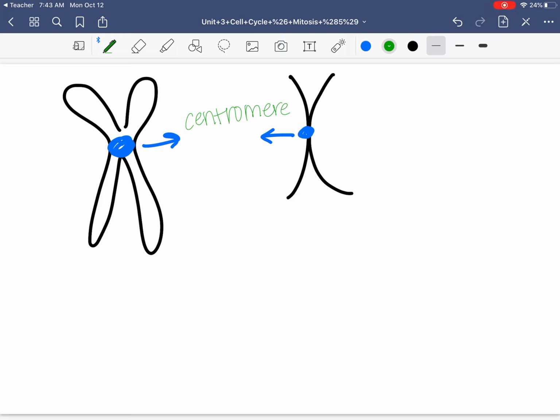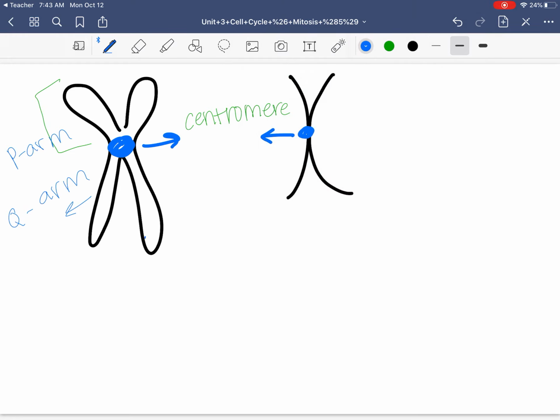It's basically going to hold your chromosomes together. Your top half is always going to be shorter than your lower half. These are known as the P arm. The shorter one is the P arm. The longer one is the Q arm. The lower one is going to be the Q arm.